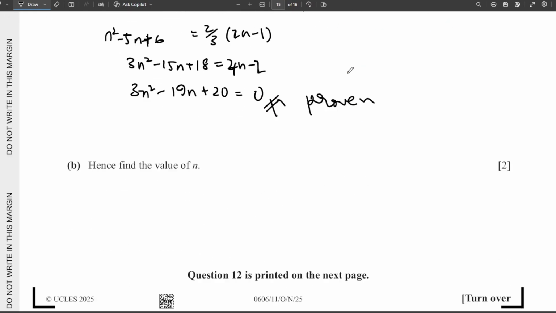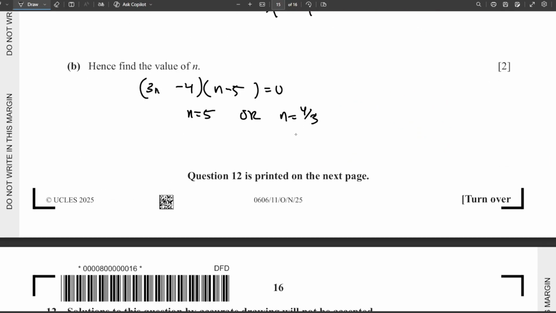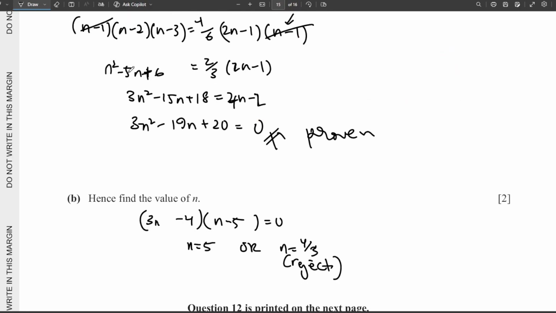Hence find the value of n. Sure, we can try and factorize it. n equals 5 or n equals 4 over 3. In this case, n is some number of items, right? So it must be an integer. We cannot let it be some non-integer, so we must reject the fraction. It must be a whole number of items, otherwise it doesn't make sense.